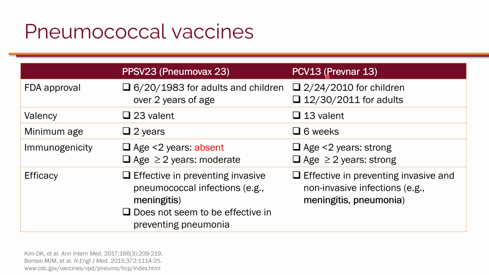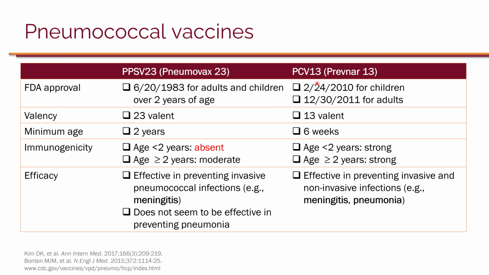And then PCV13, which is the better formulation, so it's conjugated, so it has enhanced immunogenicity that depends on T cell, and for that reason it does work in children under the age of 2, so it's approved for anyone 6 weeks old and older. So it has been part of the childhood immunization schedule. And in fact, it came to the market for children first before it came to the market for adults in 2010. And it has been proven to prevent not only meningitis but also pneumonia.